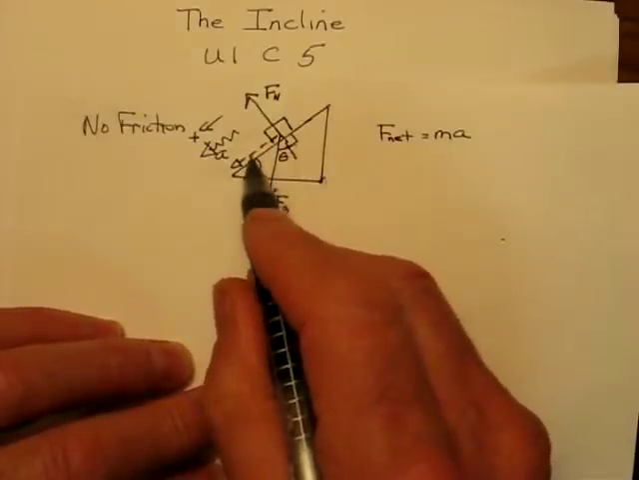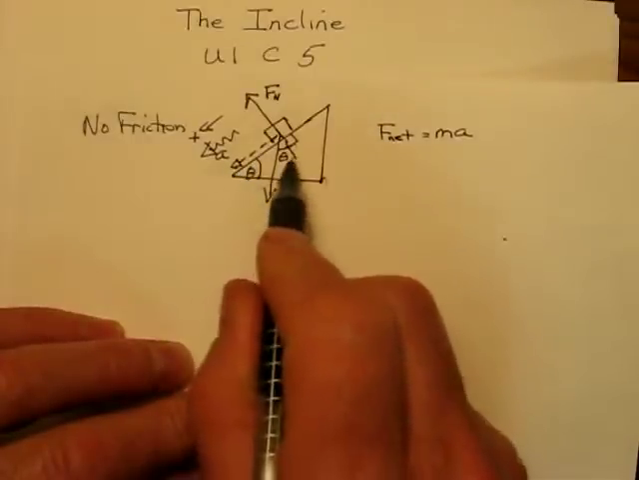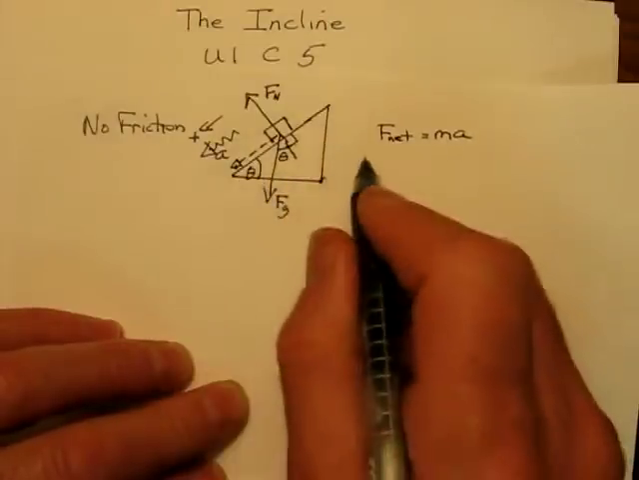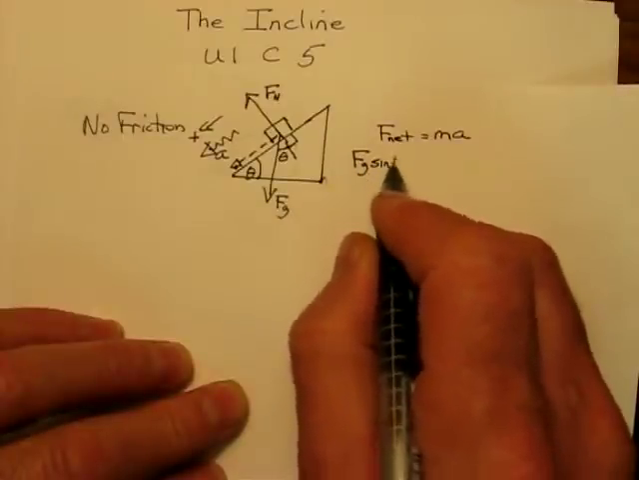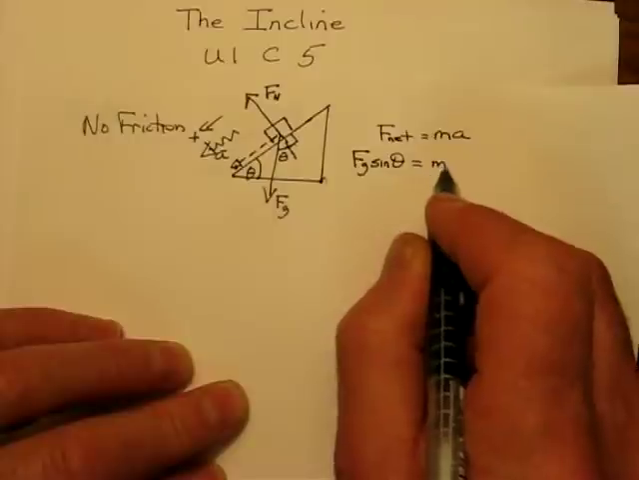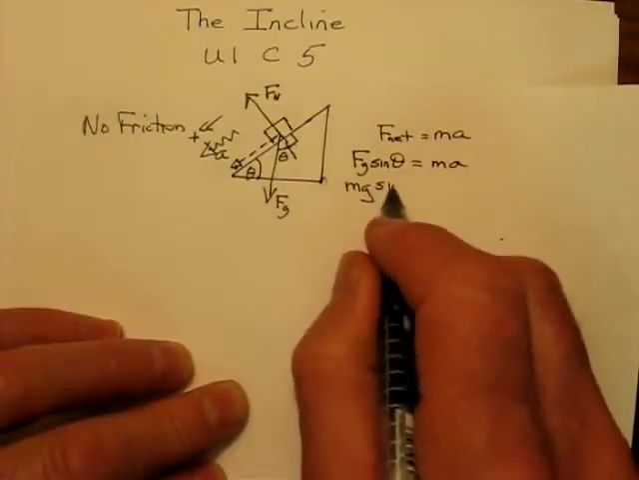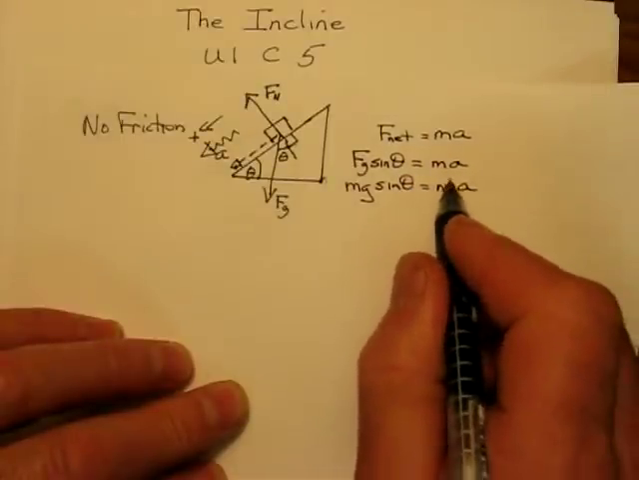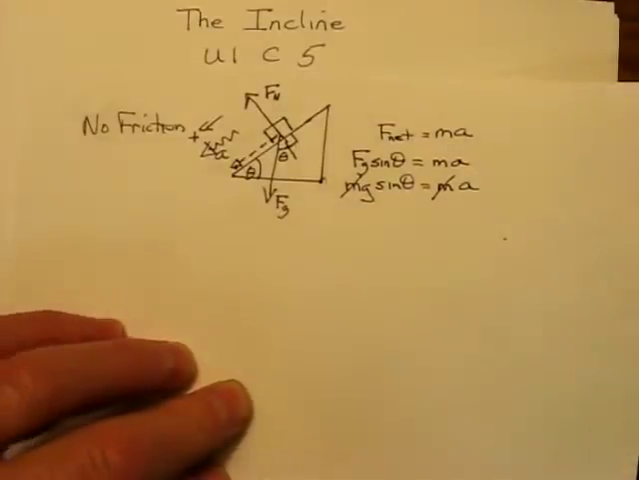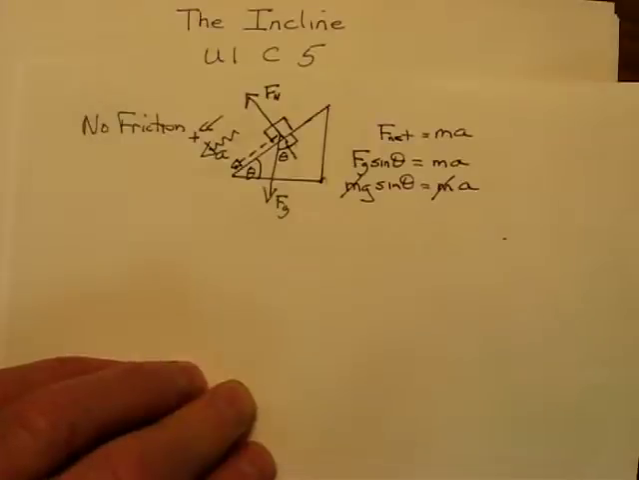What is the size of that component? Well, that would be Fg sine theta, because it's not adjacent or beside the theta. Therefore, we'll use sine theta. Fg sine theta equals ma. We'll replace Fg by mg, and we've got our equation. And notice that since we have m on each side, we can cancel it out. So mass has no effect on the acceleration if there's no friction.